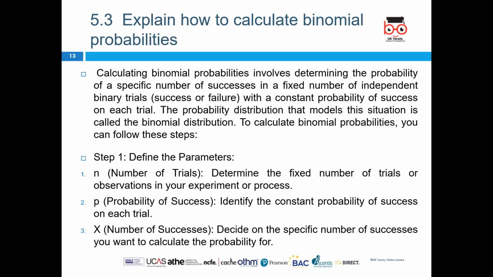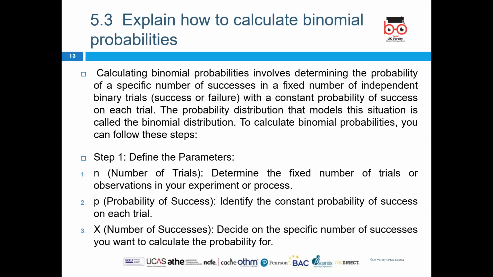Next we look into how to calculate binomial probabilities. Calculating binomial probabilities involves determining the probability of a specific number of successes in a fixed number of independent binary trials, which can be success or failure, with a constant probability of success on each trial. To calculate binomial probabilities, you can follow these steps.